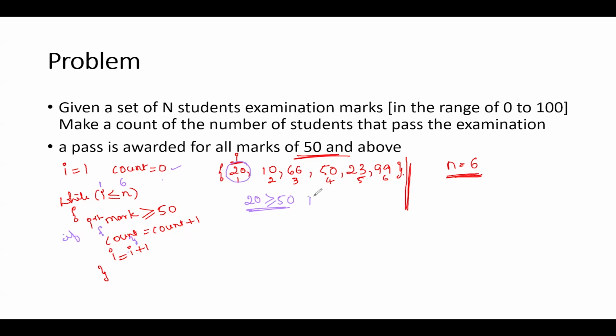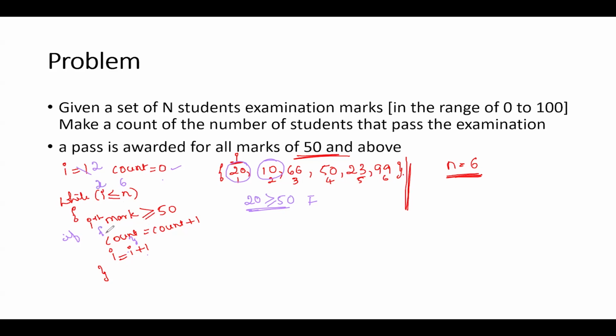Since in this case it is false, I'm not going to increment the count because we want the count of the marks of the students who scored only more than 50 or equal to 50. Hence, I will not increment count. I'll directly increment the I value to 2, which means now I am at the second value. Once again, I will check whether I value, which is 2, is less than or equal to n?